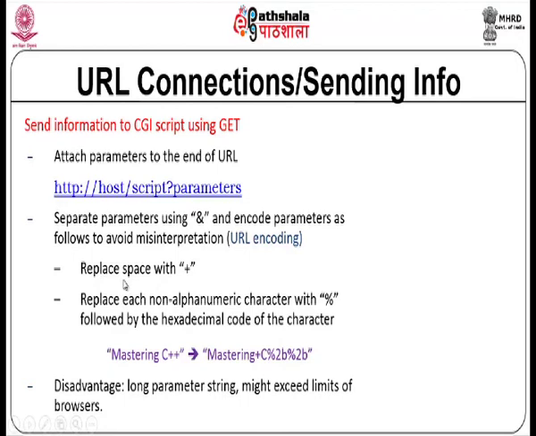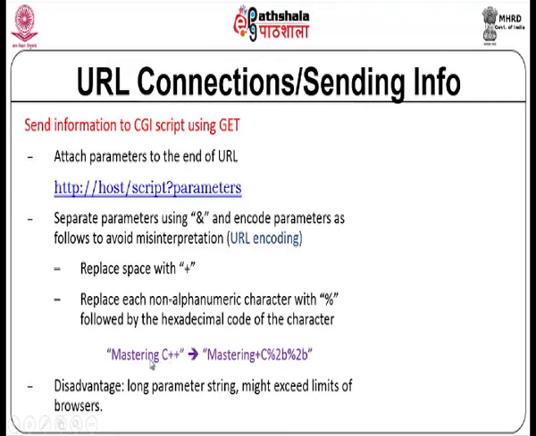If you have a space in the parameters, then that would be replaced with a plus symbol, and if there are any non-alphanumeric characters, then that would be replaced by a percentage symbol followed by the hexadecimal code of the character. So, supposing this is the information you want to send to the server, and it is attached to the URL: Mastering C++. So, there are two parameters.